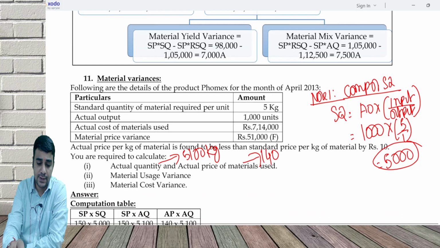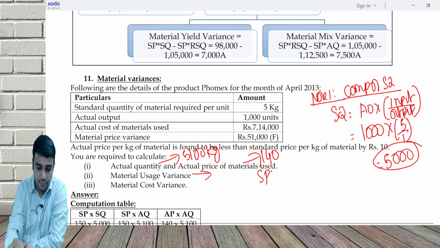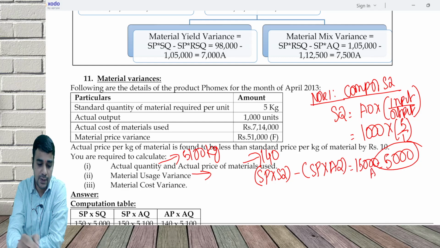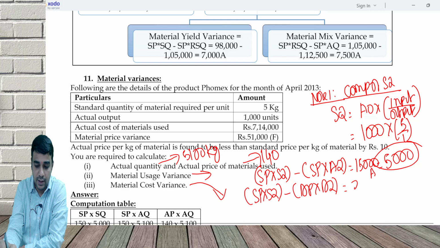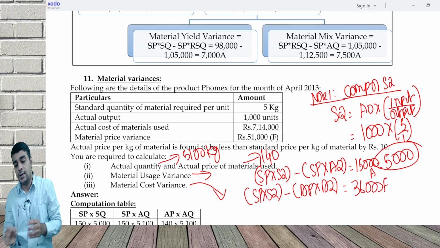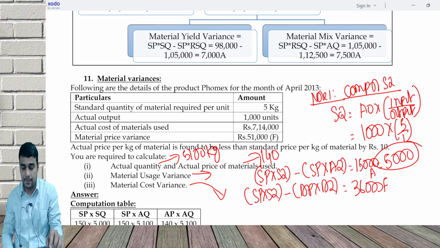Material usage variance. SP into SQ minus SP into AQ. 15,000 adverse. 36,000 favorable. 15,000 adverse and 36,000 favorable.